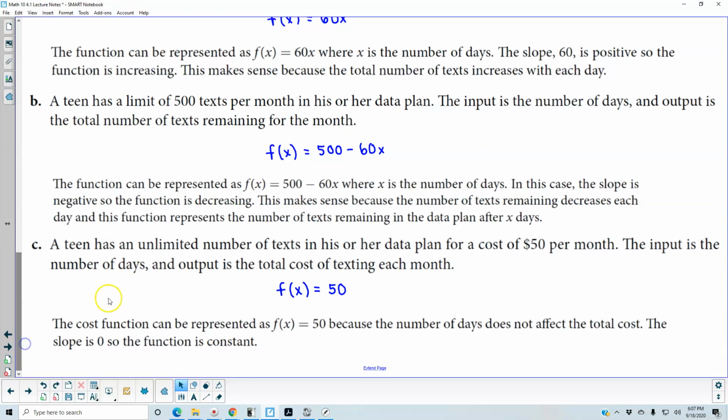In part C, a teen has an unlimited number of texts in his or her data plan for a cost of $50 per month. The input is the number of days, and the output is the total cost of texting each month. So f of x is going to equal 50. That's how the cost function is represented, because the number of days does not affect the total cost. The slope is 0, so the function is constant.